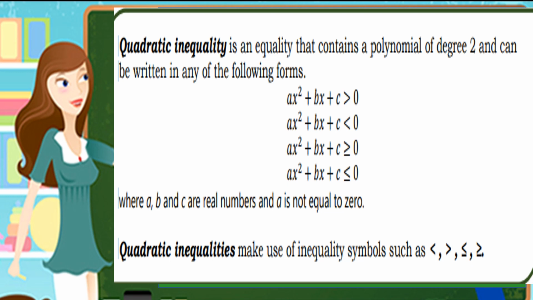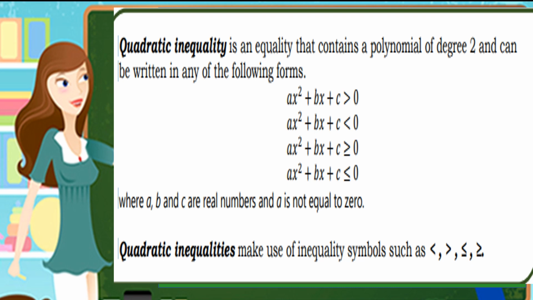So quadratic inequality is an inequality that contains a polynomial of degree 2 and can be written in any of the following forms. Okay, class. Ang ating inequality, kung mapapansin ninyo at lagi ninyong tatandaan, ginagamit nitong symbol ay less than, greater than, less than or equal to, and greater than or equal to. At itong apat na forms na ito, ang ating forms of quadratic inequality.